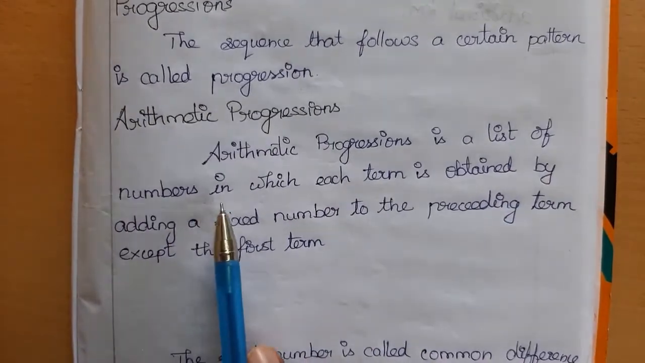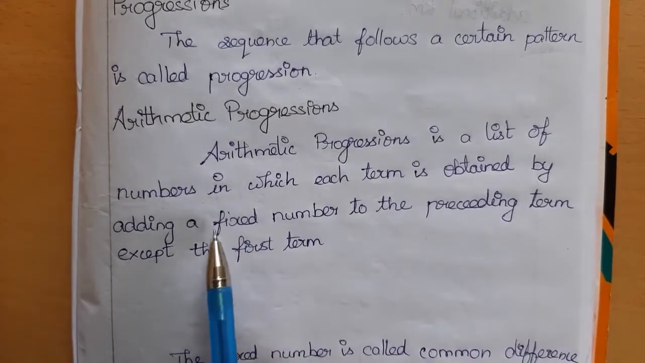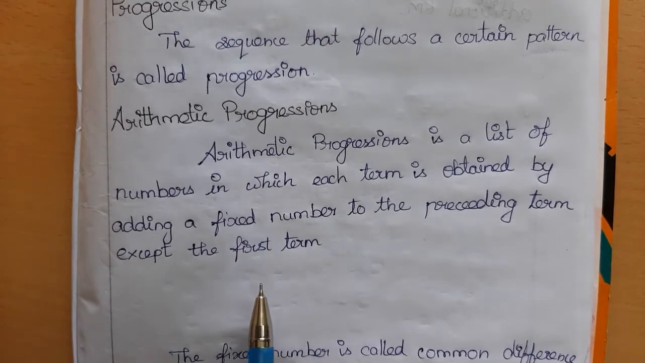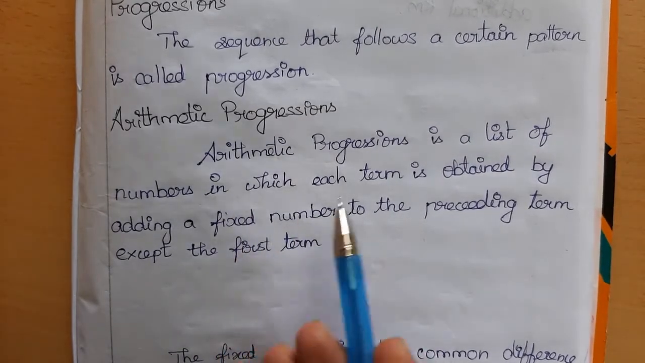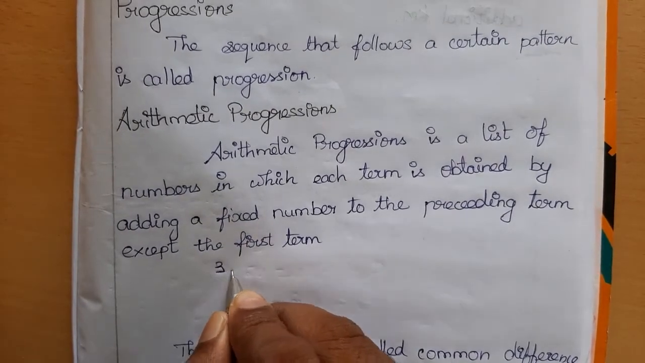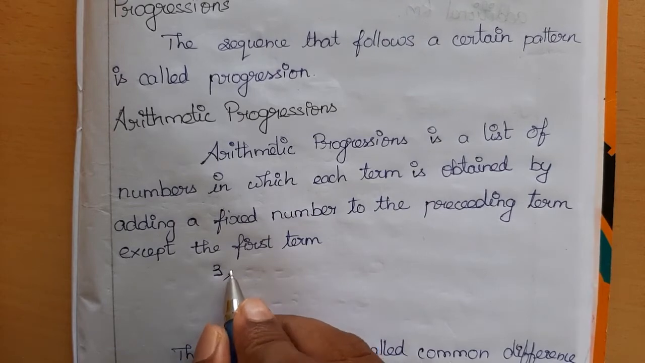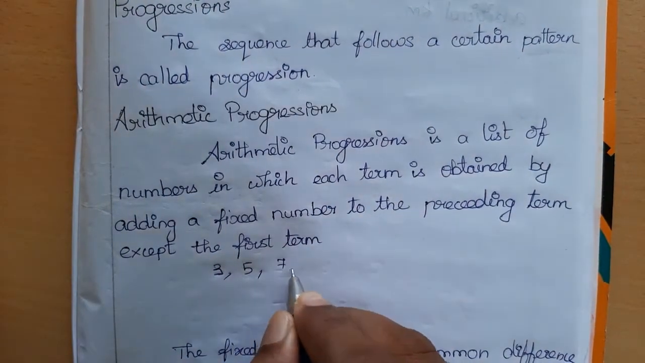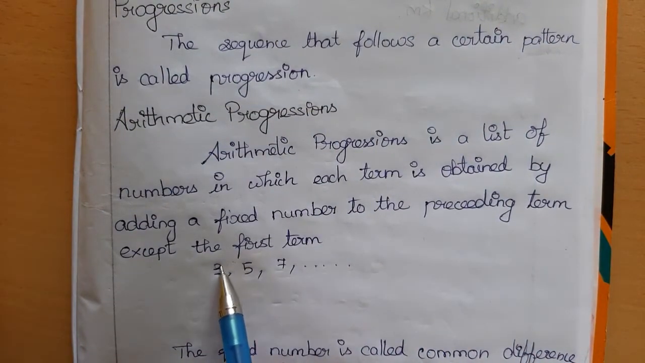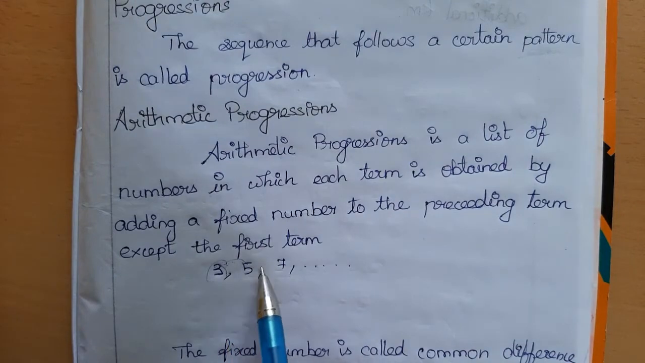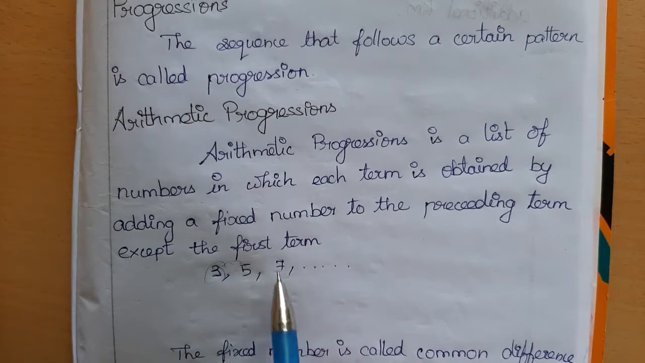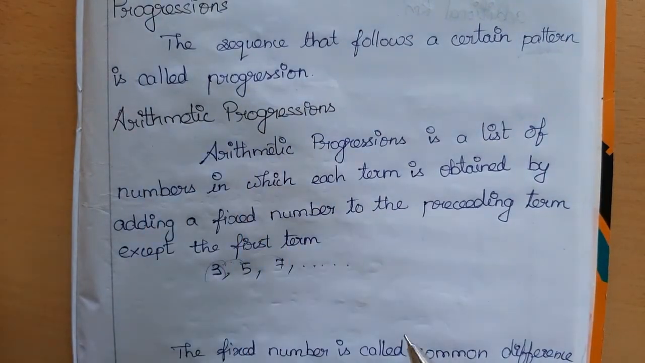list of numbers in which each term is obtained by adding a fixed number to the preceding term except the first term. So except the first term, we are adding a fixed number to the preceding term. If we consider 3 as the first term, let me add 2 to the 3. So next will become 5, 7 and goes on. Here I am adding a fixed number 2 to the preceding term. Except the first term, to get 5 I am adding 2 and to get 7 I am adding 2. So like that if it goes on, then this pattern is called an arithmetic progression.